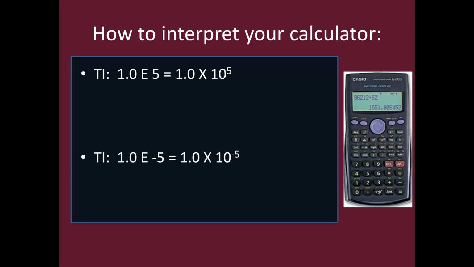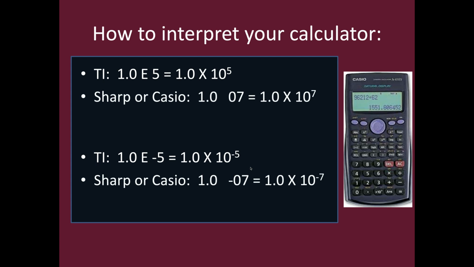So for Texas Instruments, 1.0 E5, if your calculator gives you that, it means 1.0 times 10 to the fifth. If it gives you 1.0 E negative 5, that's 1.0 times 10 to the negative fifth. A Sharp or a Casio calculator will give you the exponent off to the side. It'll be like over here on your calculator. So 1.0 times 10 to the negative fifth will be 1.0.